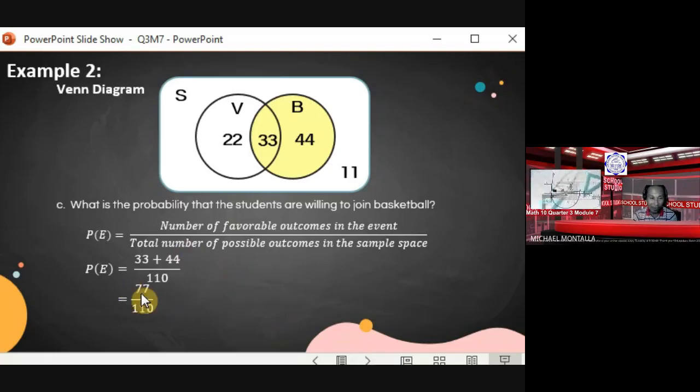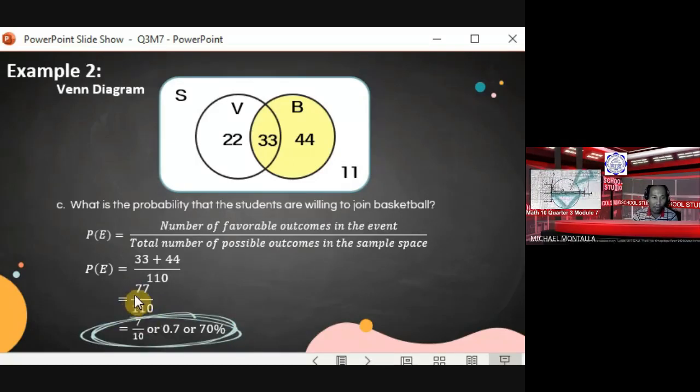Okay? So, may lowest term pa po ba yan, sir? Mayroon. May pwede kang i-divide dyan. Pwede mong i-divide yun ng 11 over 11. Ang sagot doon, 7 over 10 or 0.7 and that is 70%. Okay? I hope nasundan yung pangatlo. Let's move on to the fourth one.